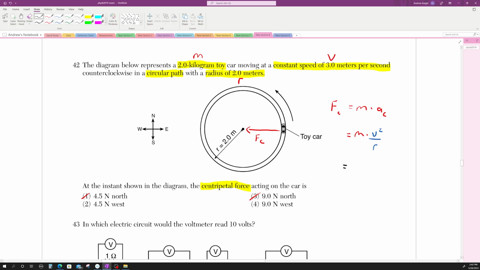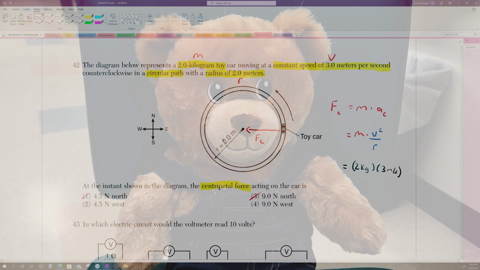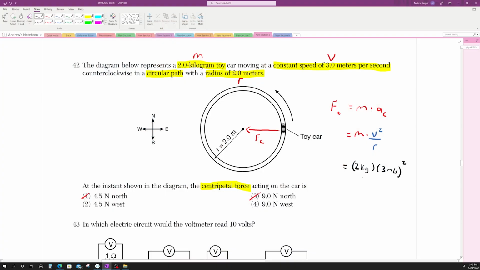Now I can plug in my numbers. M is 2 kilograms. My V is going to be 3 meters per second. Don't forget to square it. And my R ends up being 2 meters, which makes your centripetal force choice number 4.